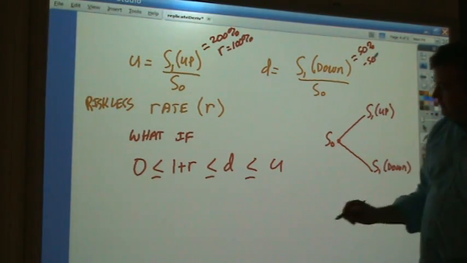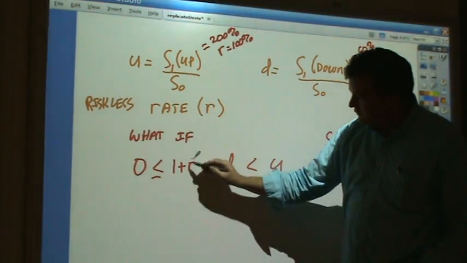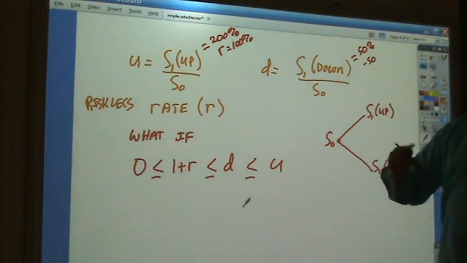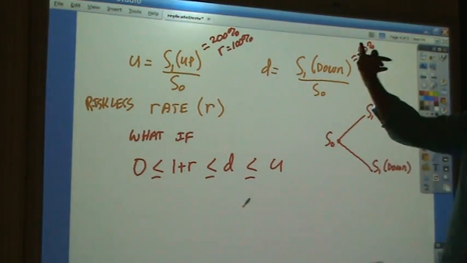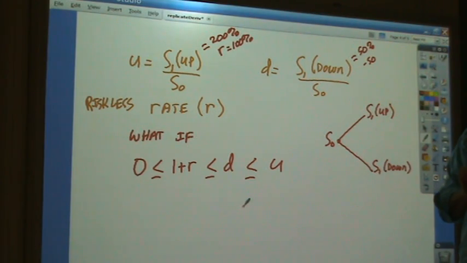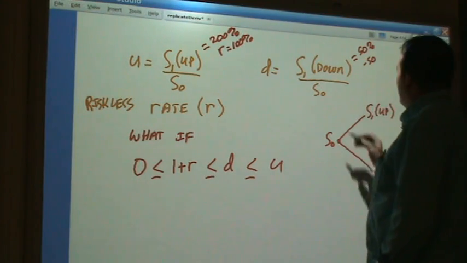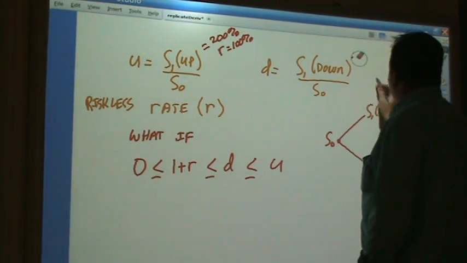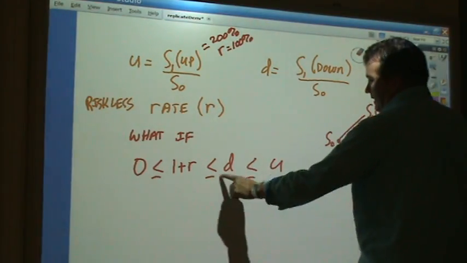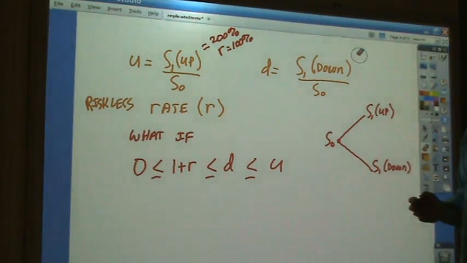What if, hypothetically, the 1 plus the interest rate was less than D? In other words, the worst case scenario for the stock did better than if you went out and put the money in the bank and gained interest. So suppose our investment, best case and worst case, both beat the interest rate. Suppose that was the case.